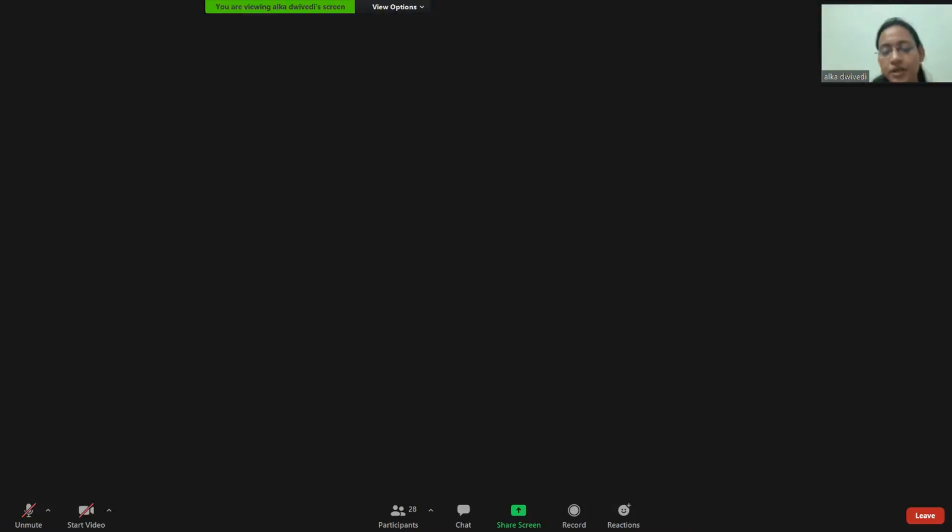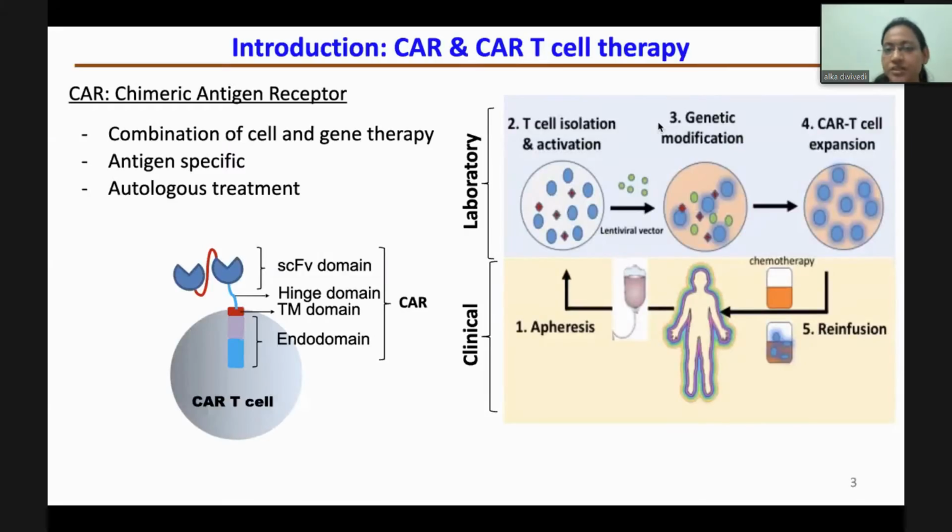If we look at the image on the right side, CAR T-cell therapy has multiple steps, and some steps are done in the clinic and some in the laboratory. The first step is the apheresis of the patient. We take out the mononuclear cells from the patient and bring them into the laboratory. There we isolate the T lymphocytes from the blood and activate them, and after activation, we modify these activated T lymphocytes with the help of a lentiviral vector, which is a kind of gene delivery vehicle.